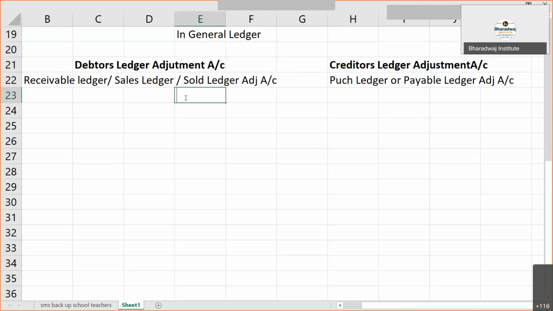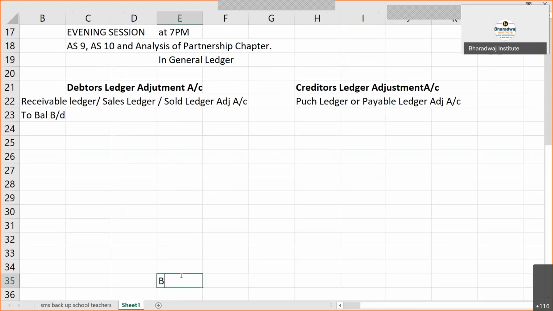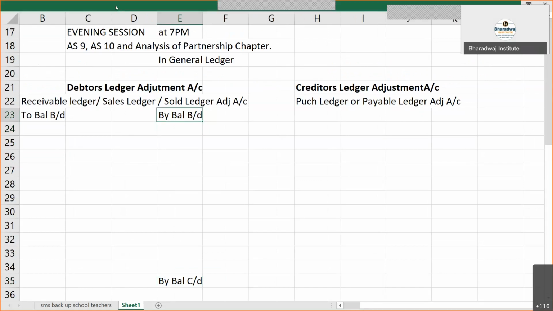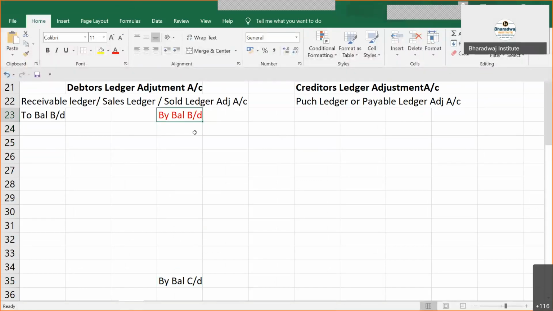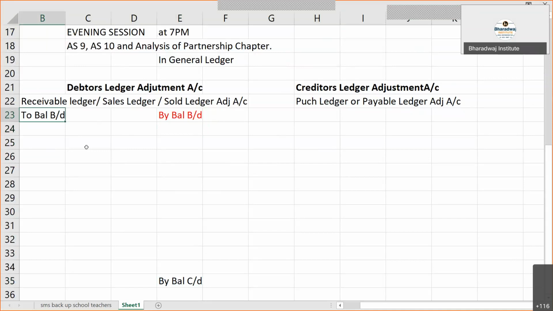So it will begin like this. Debtors will have a debit balance, to balance brought down. And of course, the closing balance will appear as by balance carried down. Then there's a possibility of abnormal balance. What is an abnormal balance? When the debtors pay some advance money to us, you cannot call them creditors. See, when the amount is receivable, they will have a debit balance, which is a normal balance. When they have a credit balance, it is called an abnormal balance.